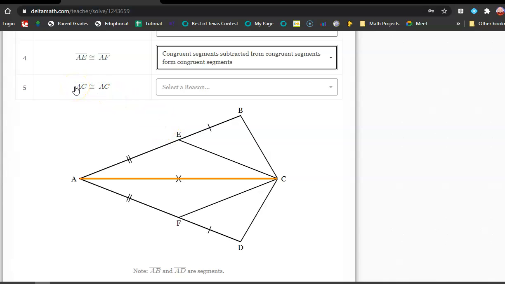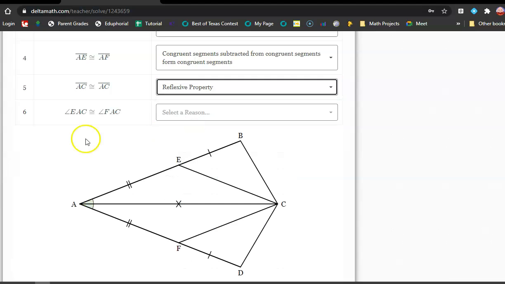Okay, so how do I know that AC is congruent to AC? Well, it's the same line. So that's the reflexive property. Everything's congruent to itself. Alright, so that gives me a segment, and that gives me another segment. So I've got two sides of this triangle I'm looking for. Now we're going to say this angle that we're looking for. Alright, so angle EAC and angle FAC, that will give me three pieces to the triangle.